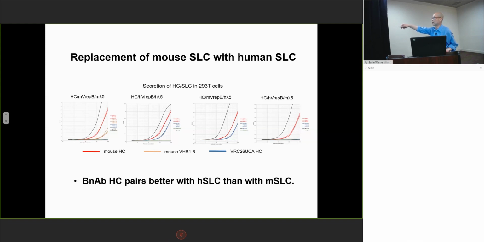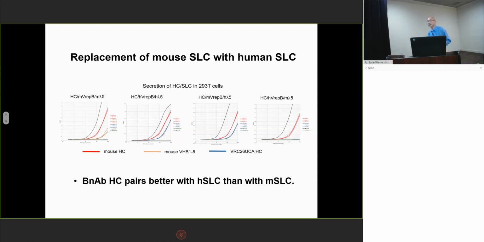light chain. It gets lots of the heavy chain antibody secretion into the supernatant. If you co-transfect VRC26 heavy chain with mouse surrogate light chain, so they're right here, there's hardly anything. But if you co-transfect the heavy chain with human surrogate light chain, they seem to pair relatively well. So here's VRC26, the blue curve, with human surrogate light chain. Now you can detect a lot of antibody secretion.